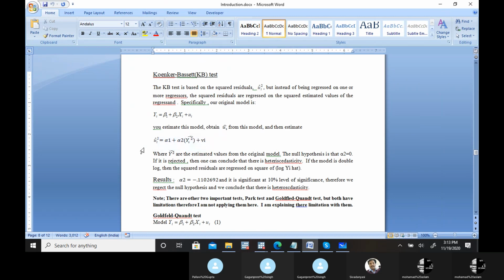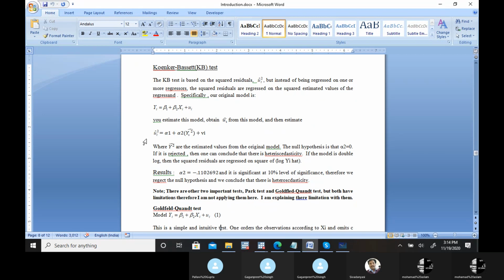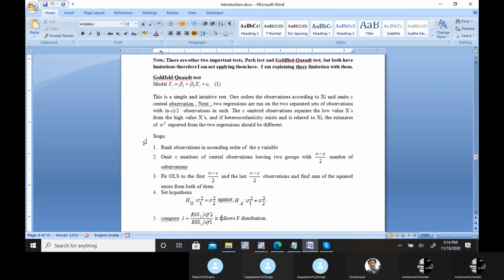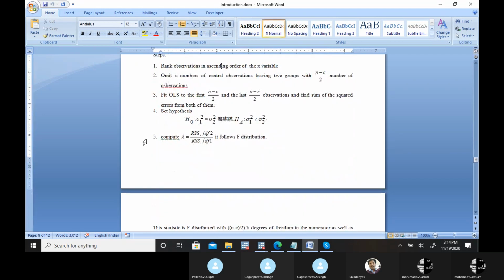Is this method clear? I think this method is given in Kourtzianis and Gujarati, in both the books. Gujarati, I'm sure. Kourtzianis, I'm not sure, because heteroscedasticity is not given in detail in Kourtzianis. It's given in Fultrige, Madala and Gujarati. Okay, so now another test.